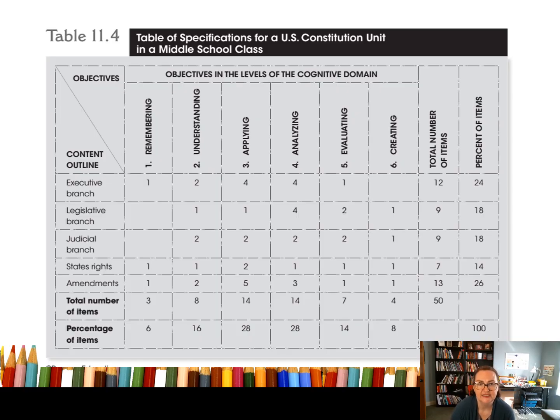This is an example of a table of specifications for a U.S. Constitution unit in a middle school class. So it's got Bloom's taxonomy from level 1, remembering, to number 6, creating. And then it has the content that they want covered. And so the teacher spread out the items to make sure that everything that was taught and was important was assessed, and that the number that she was assessing between high and low level skills, and that she adequately covered everything she taught during that unit.